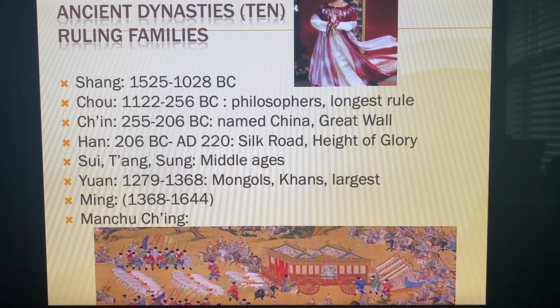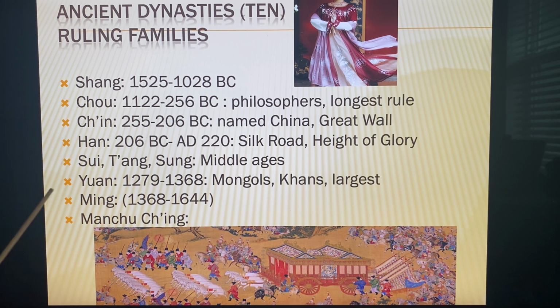The next dynasty, the fourth dynasty, was the Han dynasty, between 206 BC to 220, the beginning of Roman rule, and when Jesus was born during that time, and Jesus died on the cross during that time and rose again. And this is the time of the Silk Road, because those Roman Caesars wanted their silk. And so they would send people on the Silk Road, whether it's dangerous or not, to get them silk from China. It was the height of glory for China.